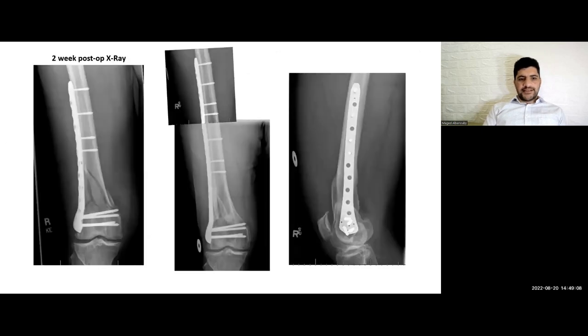How will you fix this fracture? Okay, I will fix this fracture with a locked plate. I will put the plate on the lateral cortex of the knee. Priority is to restore the anatomical axis and the mechanical axis. I will not put any screws in the comminution.